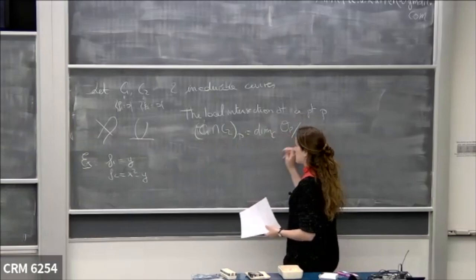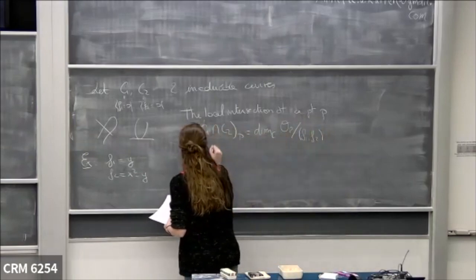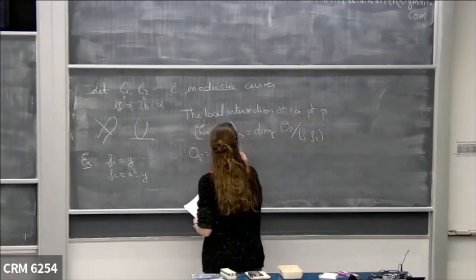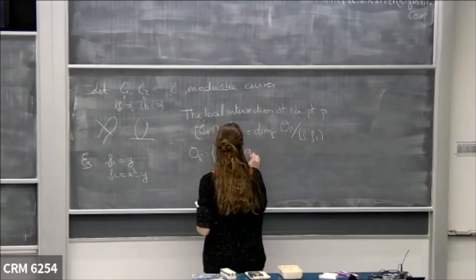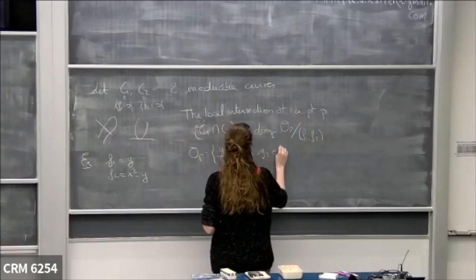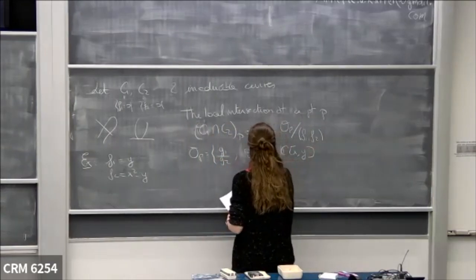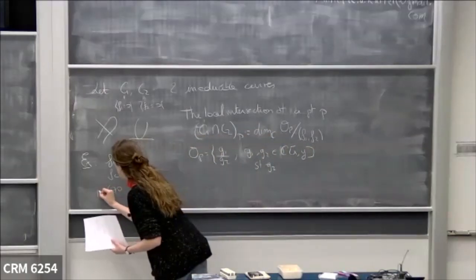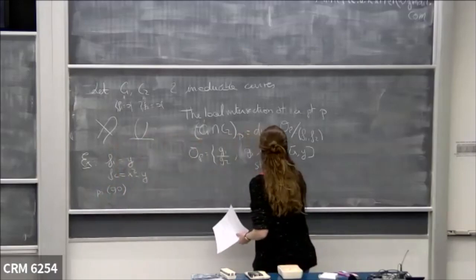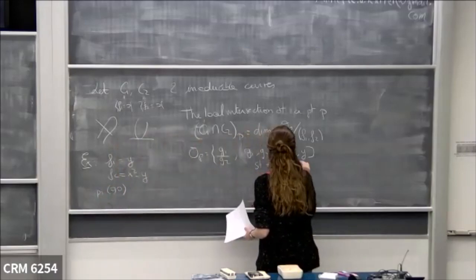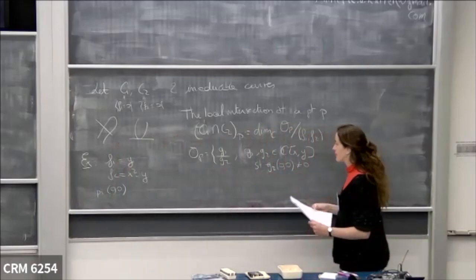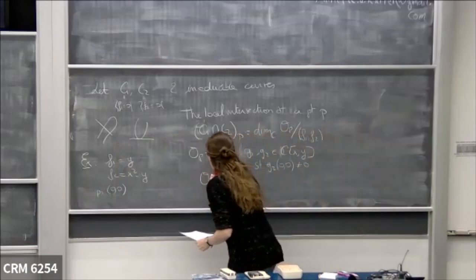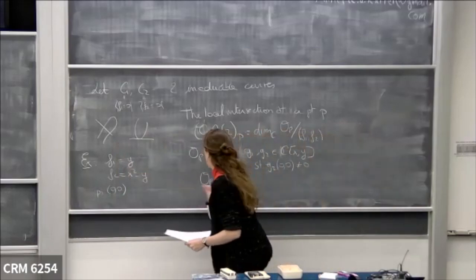So here I said that the ring at P consists of quotients G1 over G2 of polynomials, where I want to do it locally at (0,0). This will be my point P. And you want that G2 of (0,0) doesn't vanish. Okay, so we want to compute this dimension. So we have the ring at P quotiented by F1 and F2.